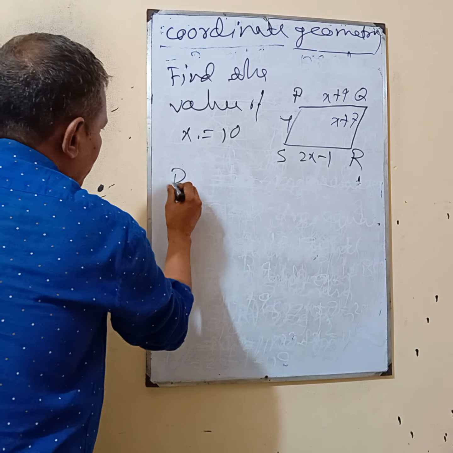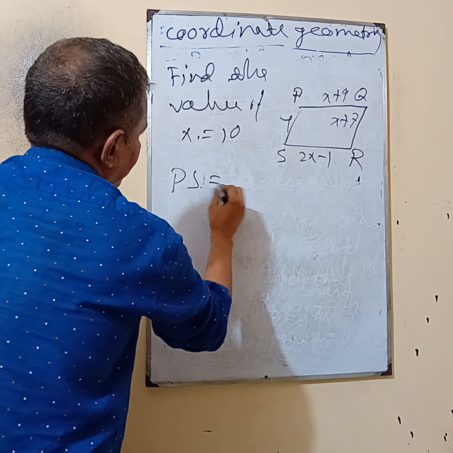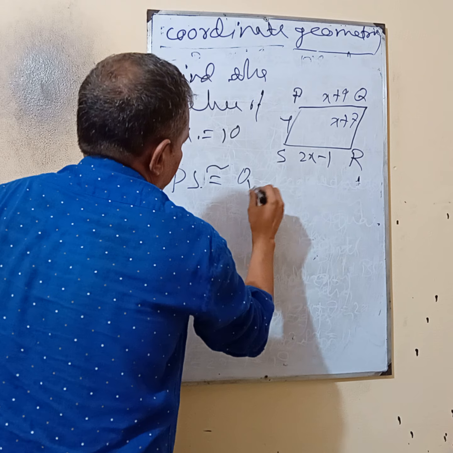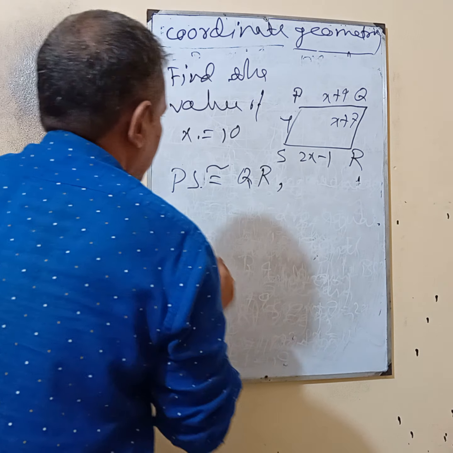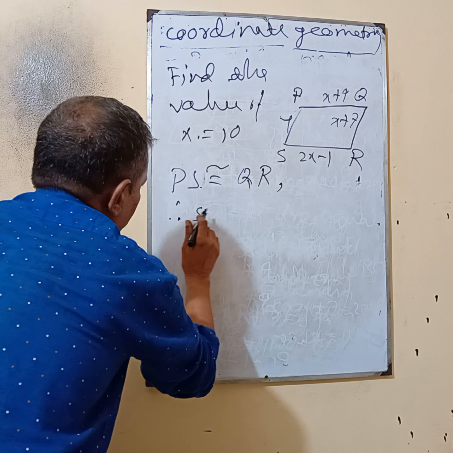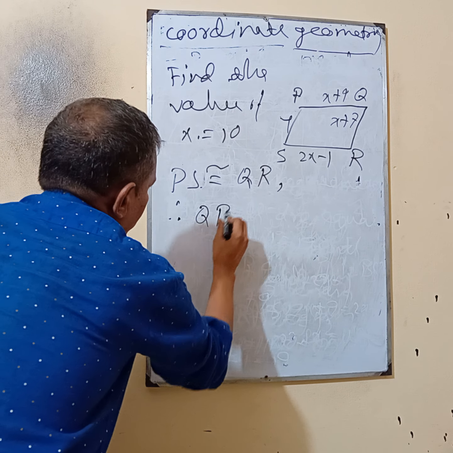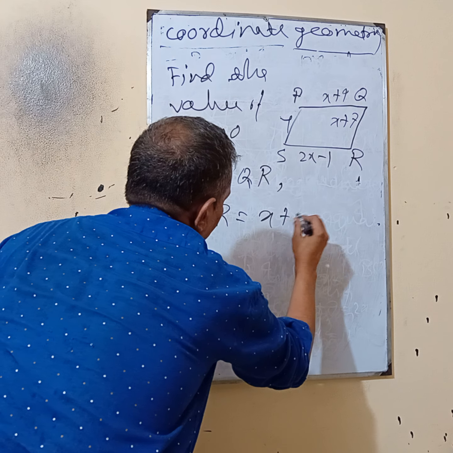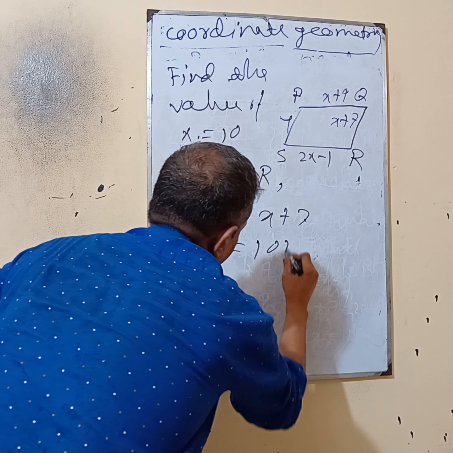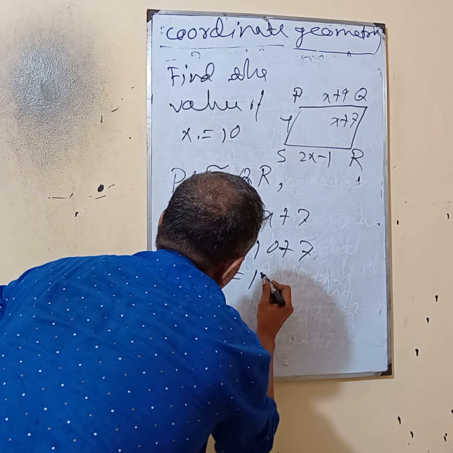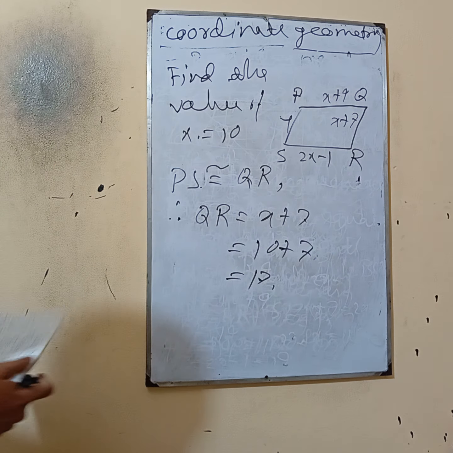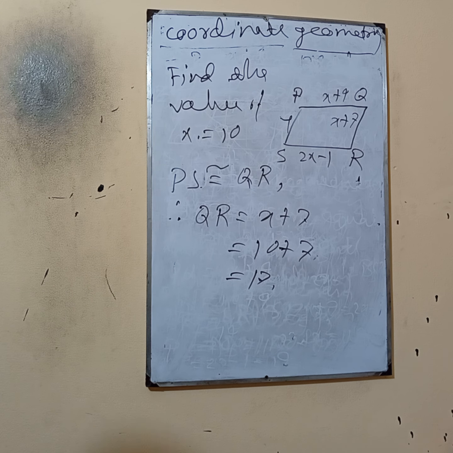And now PS is equal to QR. PS is equal to QR. So QR is equal to x plus 7, x is equal to 10, plus 7 is equal to 17. Now PS. PS is equal to y.